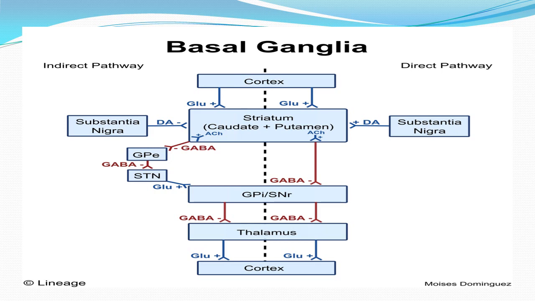See, there is direct pathway, here is indirect pathway. From cortex to the striatum, okay? From striatum to globus pallidus internus, it releases GABA. GABA has a negative effect on the thalamus. Thalamus gives a positive effect to the cortex. Substantia nigra dopamine, it is excitatory. Here substantia nigra, this is inhibitory.